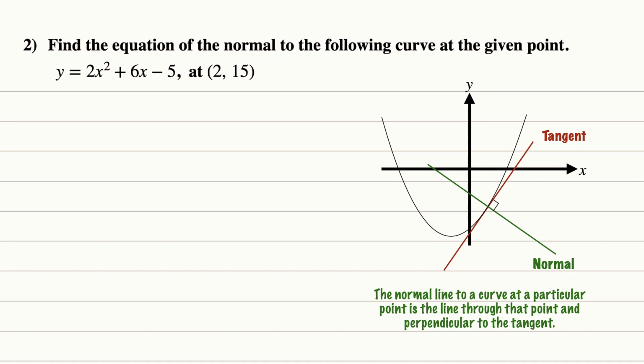However, it is perpendicular to the original tangent that we have seen previously. So the key word is perpendicular to the tangent. Now finding the equation of the normal is similar to the previous question. All we need to have is the coordinates of the point where the line passes through and the gradient of, in this case, the normal.